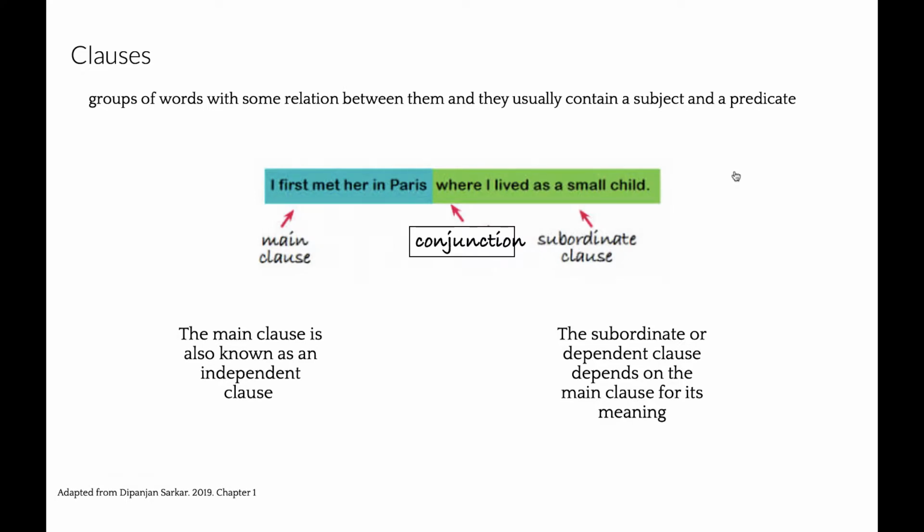Phrases can be further combined to form clauses. By nature, clauses can act as independent sentences, or several clauses can be combined together to form a sentence. Clauses are groups of words with some relation between them, and they usually contain a subject and a predicate. Sometimes the subject may not be present, and by default you can classify clauses into 2 distinct categories: the main clause and the subordinate clause. The main clause is also known as an independent clause because it can form a sentence by itself and act as both a sentence and a clause. The subordinate or dependent clause cannot exist by itself. It depends on the main clause for its meaning.